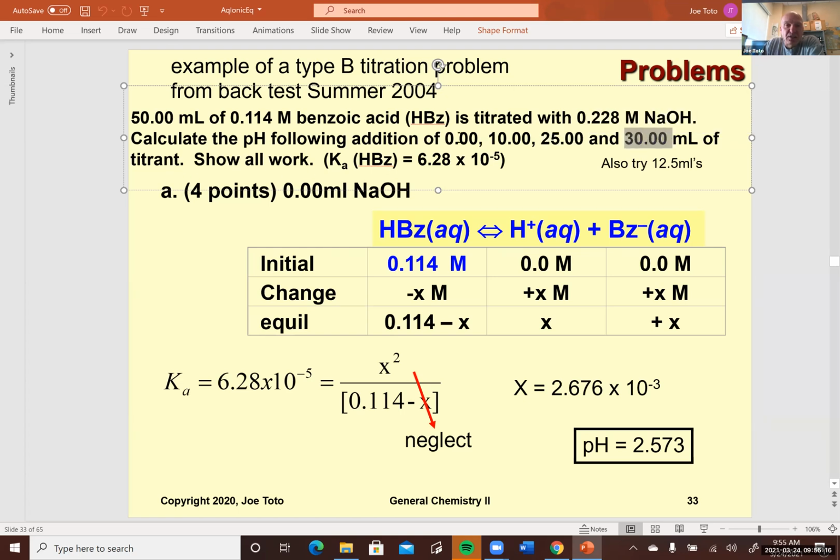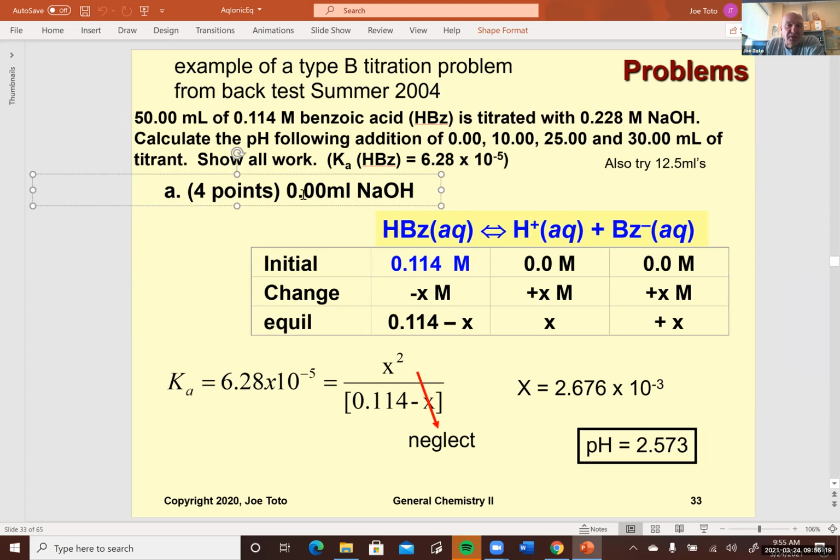So A corresponds to 0 mL titrated. What's that going to look like? Well, it's just the weak acid benzoic acid in water, and you know how to do those kinds of ICE tables. It dissociates into its ions and comes to equilibrium. So you start off with the initial concentration, 0, 0, and fill out the ICE table. Neglect x, check the 5% rule, calculate x, and x is associated with H+. So minus the log of x is the pH.